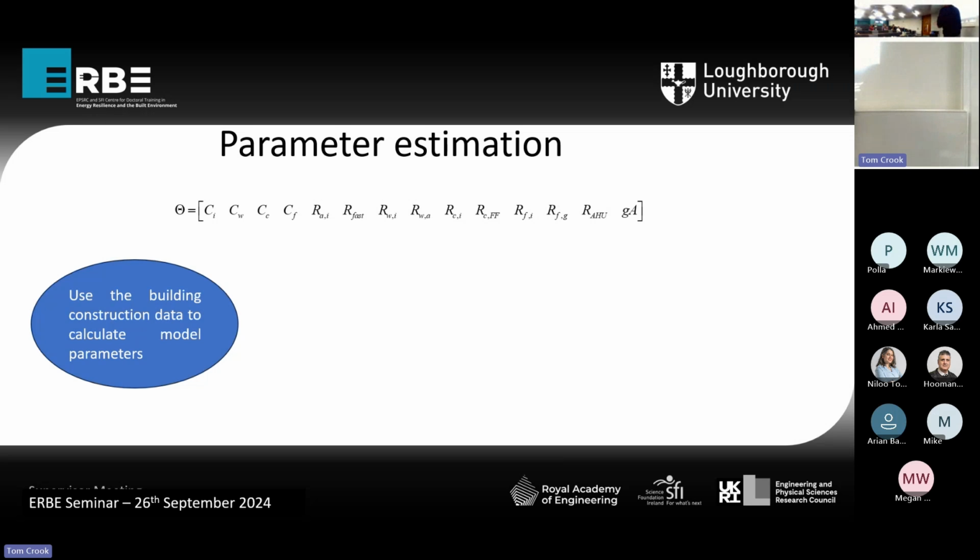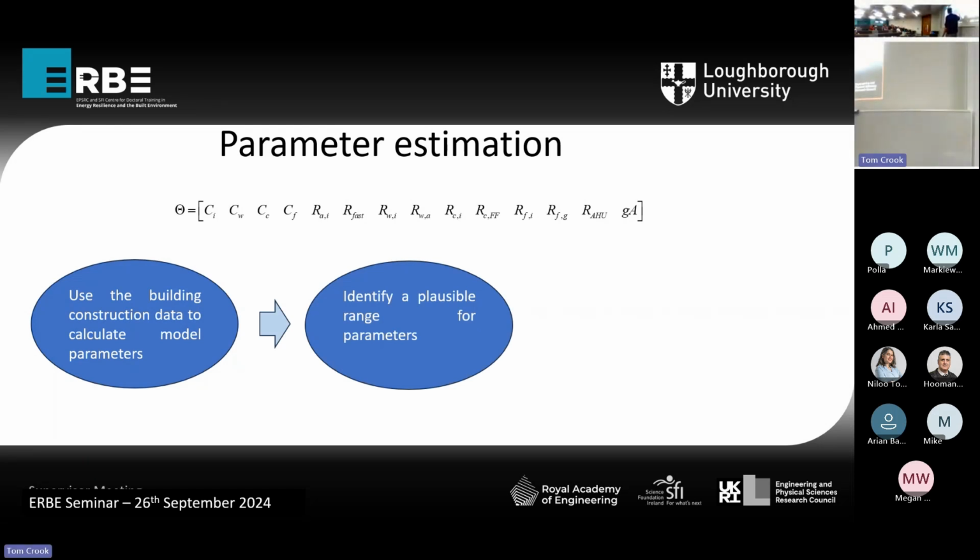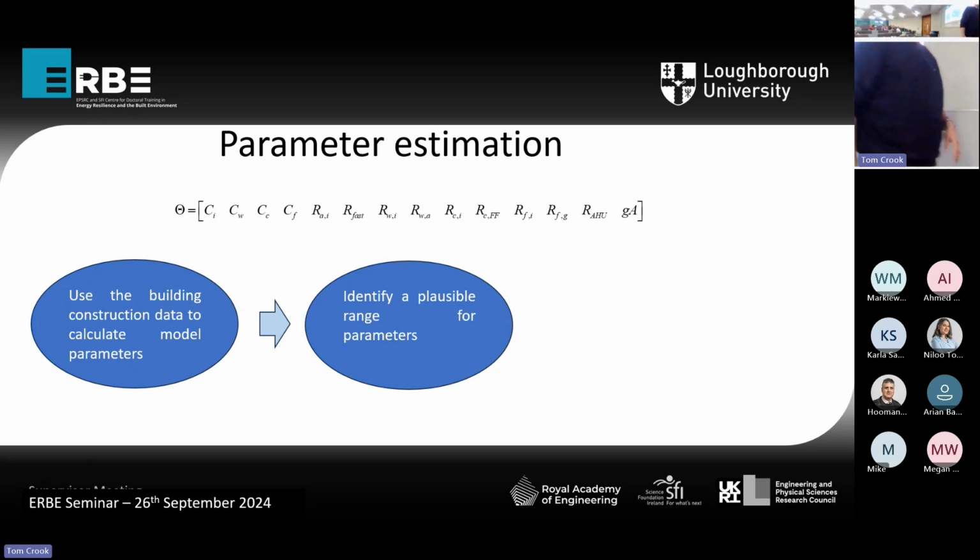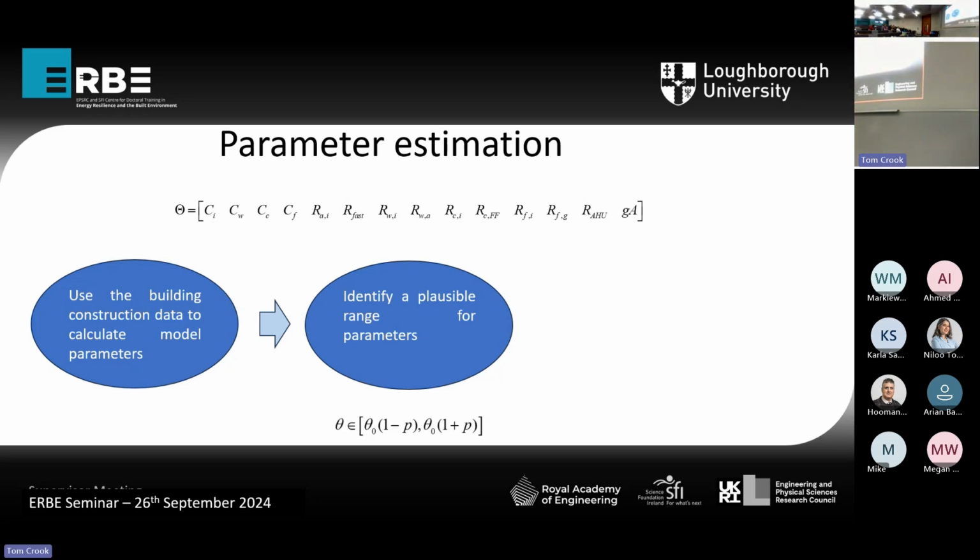CI is the thermal mass of the indoor air, CW is the thermal mass of the wall. Each of them you can calculate if you sit down and have enough information about the building construction. Then I have to identify a plausible range for these parameters: if I calculate the value directly, how much should I expect this parameter to change in the real world, and what uncertainty is associated with it. Ultimately, I have to construct a search space, where θ0 is the calculated value of these parameters and θ is the estimated value. So θ should be confined in an interval, where P is something I should decide, which gives how far you can deviate from the calculated value.